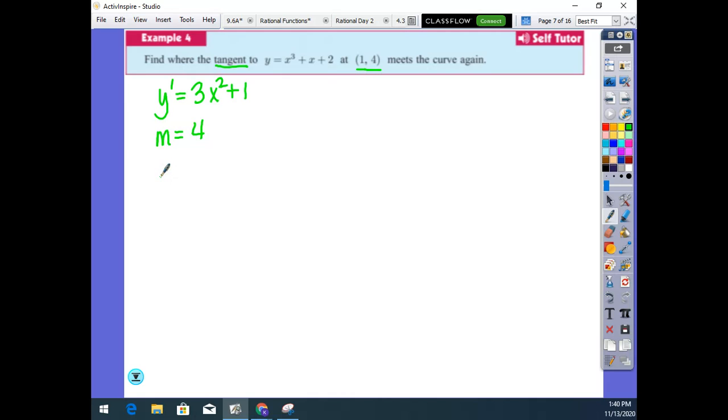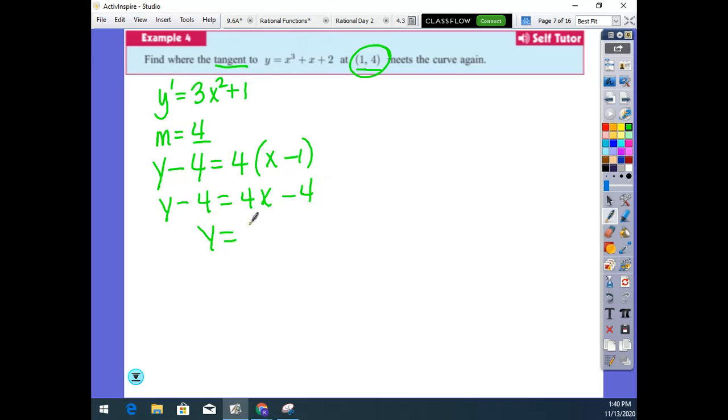So let's write the equation of the tangent line. Y minus my y coordinate equals the slope times x minus my x coordinate. Let's solve for y. Add 4 to both sides, so the 4's cancel. So this is the equation of the tangent line. Now, I want to know, when does this line cross this curve again? Because we know this is one of the points.